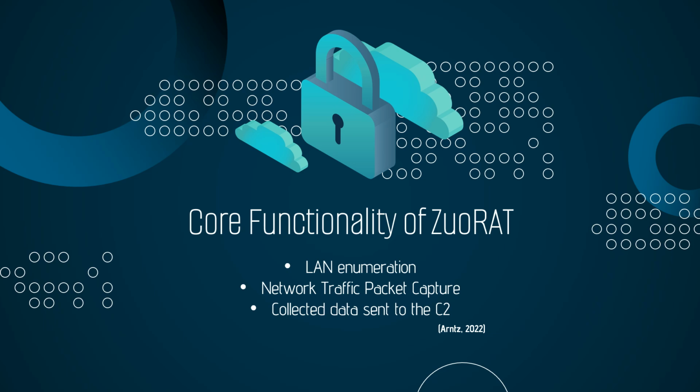It gathers information about the router and its local network, aka the LAN. It enables network traffic packet capture, and it conducts that packet capture and then sends all gathered data back to the C2. How does it do this?